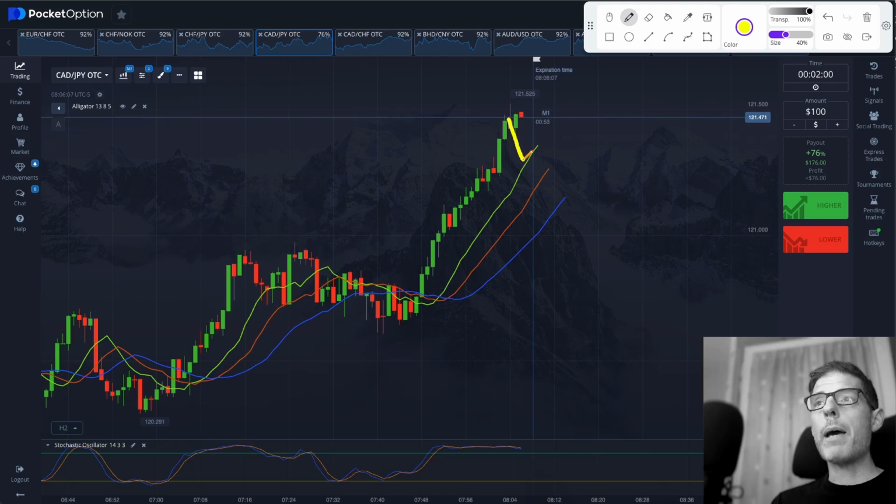I would wait for a pullback and then maybe take my position here, in this case like a buy, and then ride the trend the rest of the way up.